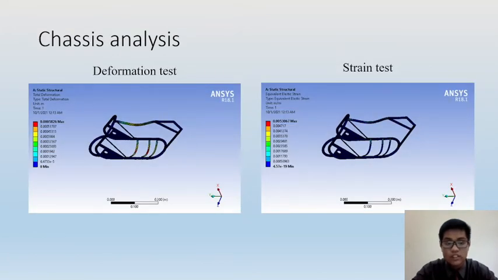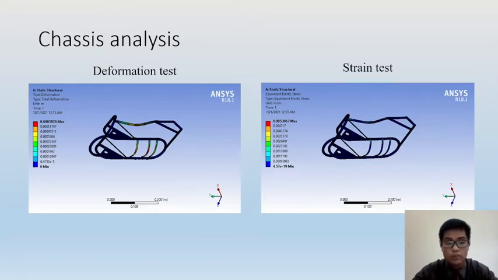So here is the chassis analysis. In this analysis, we will consider the load of 80 kg of human sitting on the upper part of the chassis, and at the lower part of the chassis, we're going to put a load of 20 kg of engine there. So basically, the force acting on the upper part of the chassis is 784.8 Newton, while the force acting downward on the lower chassis part is 196.2 Newton.